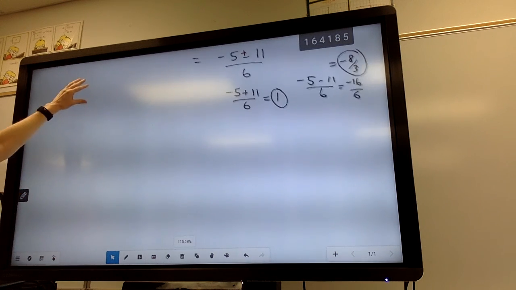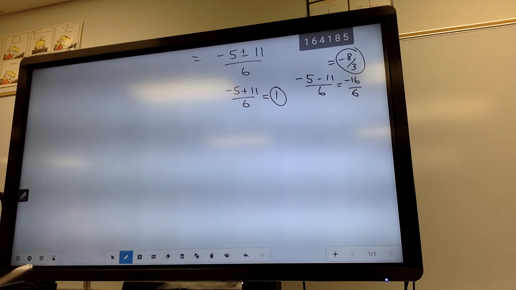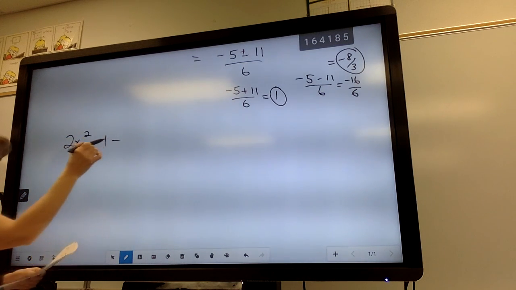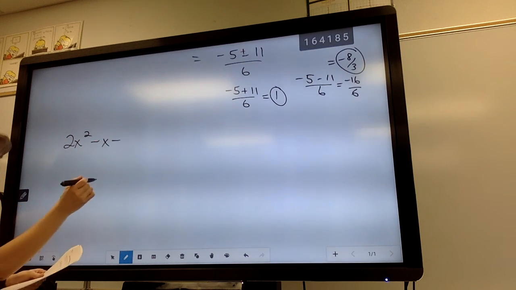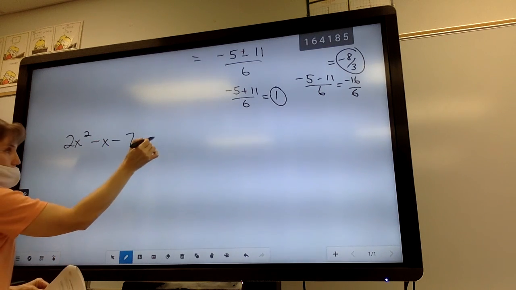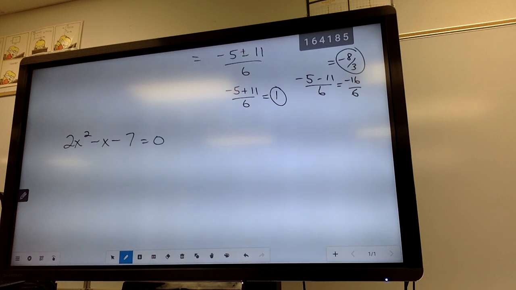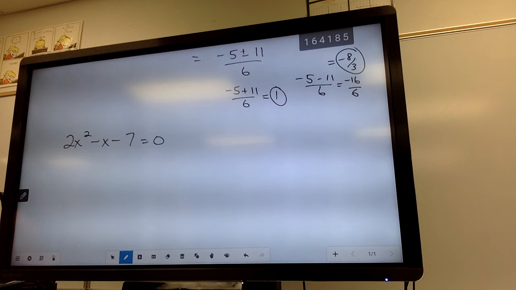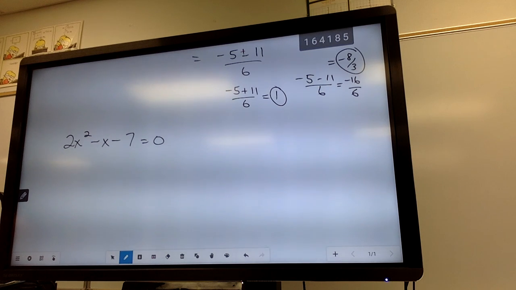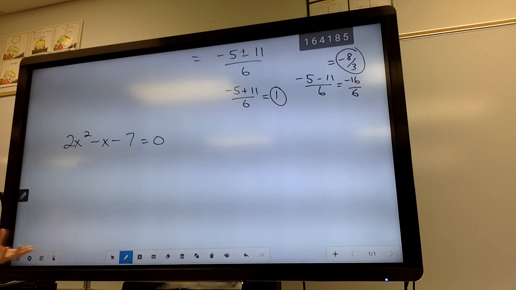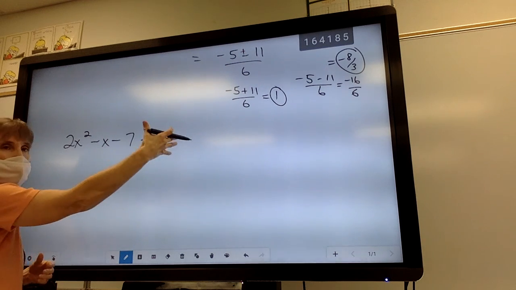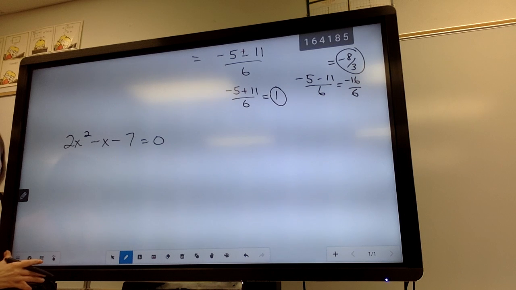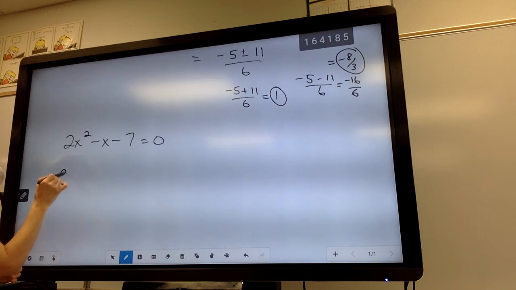Okay, let's try another one. Let's do 2x squared minus x minus 7 equals 0. Like when we factored, you need to have everything set equal to 0 before you use the quadratic formula. So if you have things over here, you need to move everything to one side so it's set equal to 0. Now you can determine what your a value is.